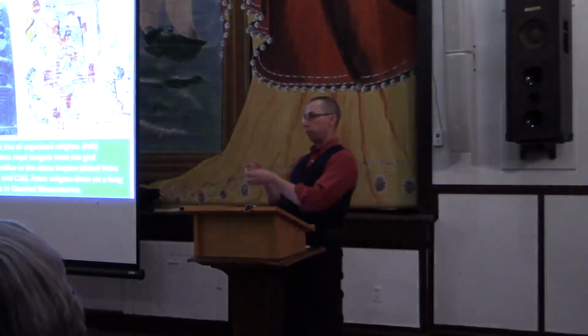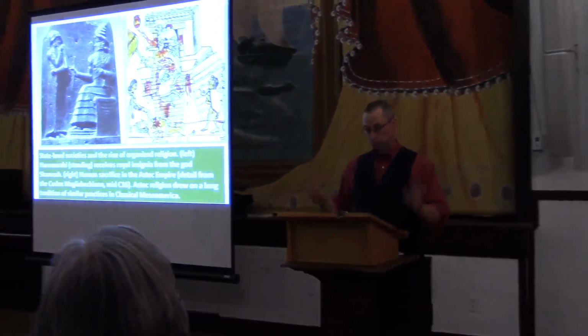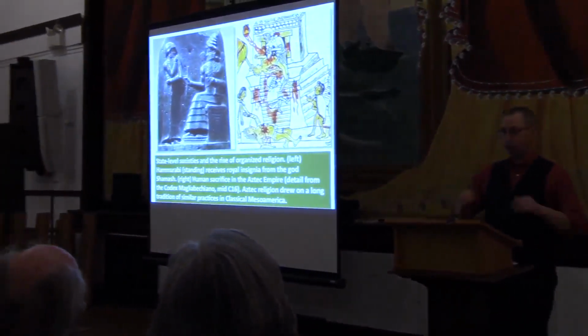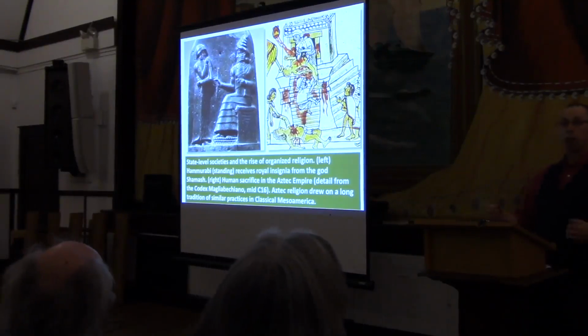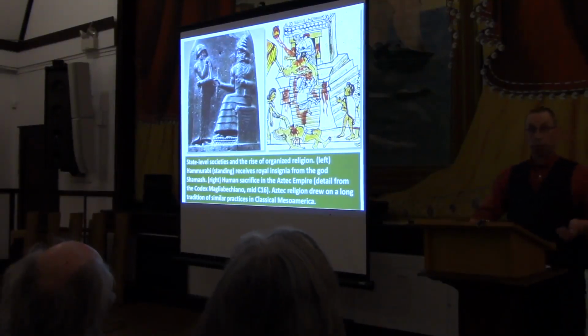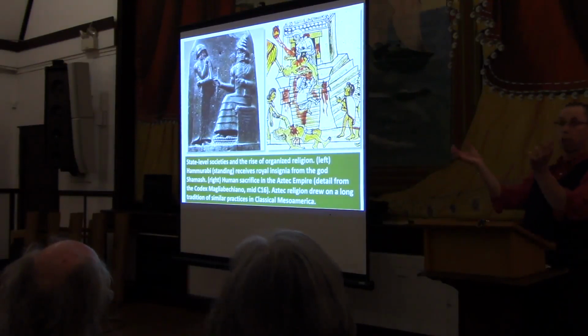So, here, in state-level society, we see for the first time the codification of organized religion. I'm not talking about general religious beliefs. They clearly emerge a lot earlier with behaviorally modern Homo sapiens. We talked about that in the previous class. But organized religion.